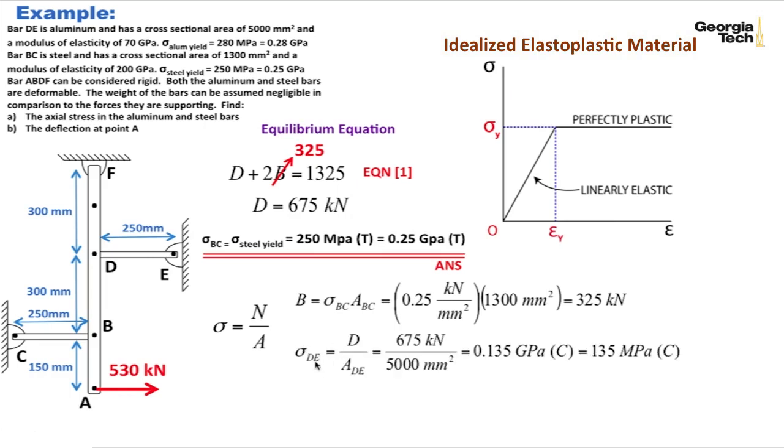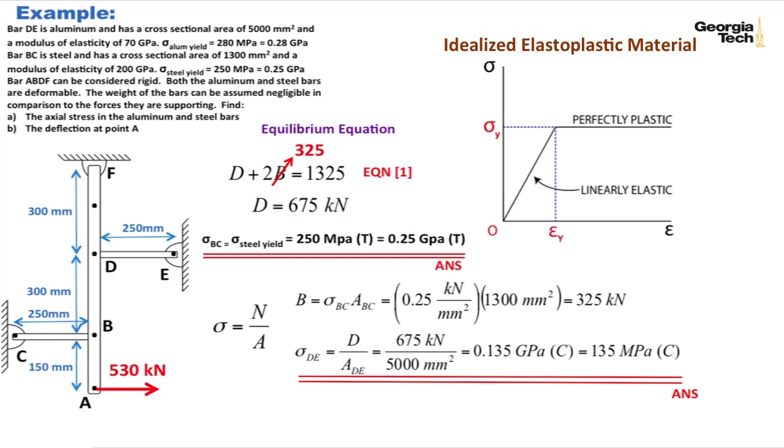And so I find that my stress in my aluminum bar has now gone up. It's going to be 0.135 gigapascals or 135 megapascals, and it's going to be in compression, right, because we're pushing on it to the right. But we know that the yield stress of aluminum is 0.28 GPa, so we're still in the linear elastic region, and so we're good to go. And so that's our answer for our aluminum bar.